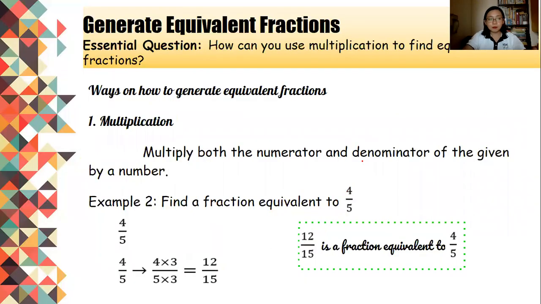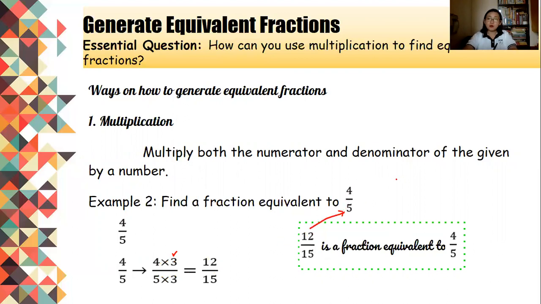So another example would be 4/5. In this case, I use the number 3. So 4 times 3 is 12. 5 times 3 is 15. The equivalent fraction to 4/5 in this example is 12/15.